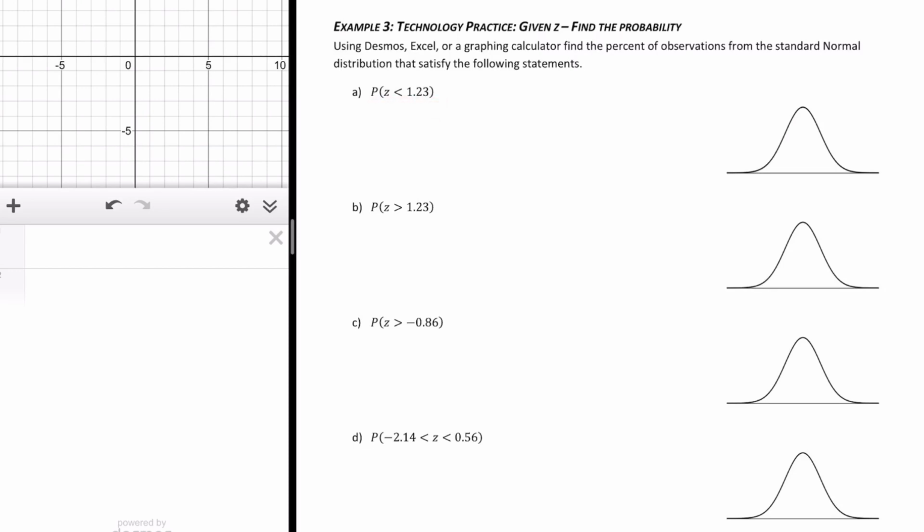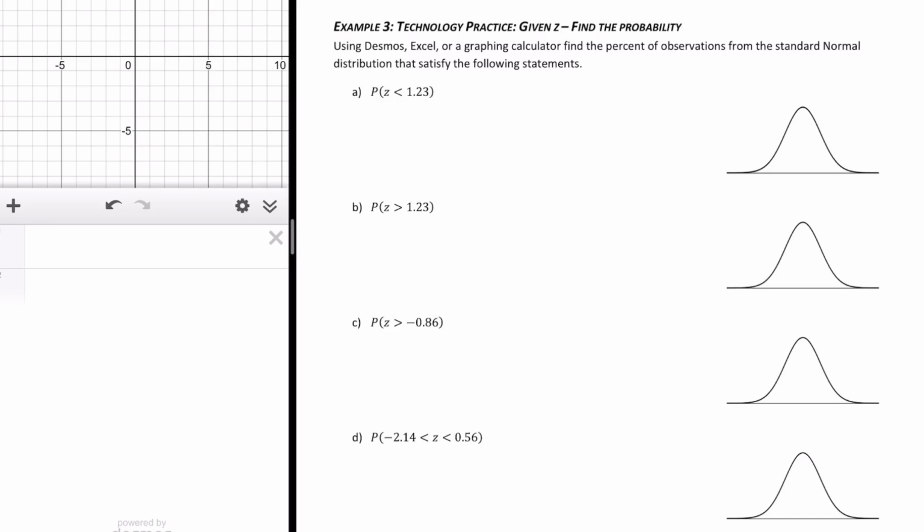Now, in our last lecture, we looked at finding the percent that a value might be less than 1 or less than 2 or greater than 3 or between 0 and 2, something like that, using what we call the 68, 95, 99.7 rule. Well, 1.23, that's not one of our nice integer values. So that's why we're going to be using technology to help answer this. Throughout this lecture, I'm going to be using Desmos. You are free to use Excel or a graphing calculator as well, but I'll be using Desmos to demonstrate this.